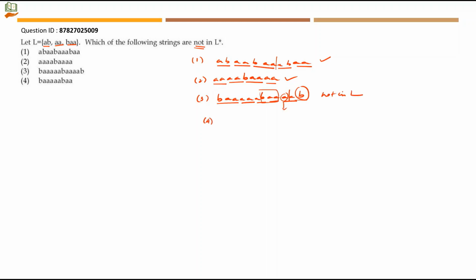Let's check the fourth one. We have B, 5 A's and BAA. So we have BAA, then AA, then AB, then AA. So this is also in L. So the only option that is not present in L will be option number 3. Option 3 will be the right answer.